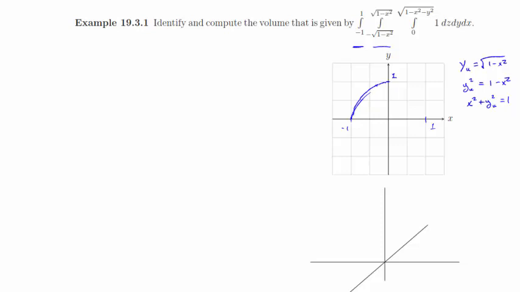So I'm just looking in the xy plane, before I try and put together the entire volume. So here we get the top half. The y lower bound equals the negative square root of 1 minus x squared, and that solves out the same way, so that's the bottom half of this unit circle.